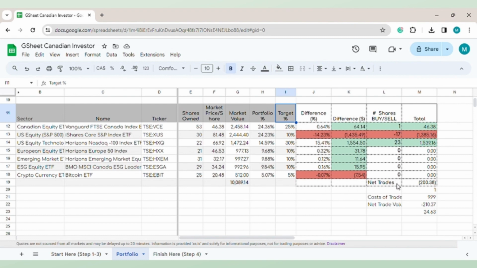When you are only 1 or 2 shares over or under the target, it might not be worthwhile to buy or sell, especially if you pay commission for trades.